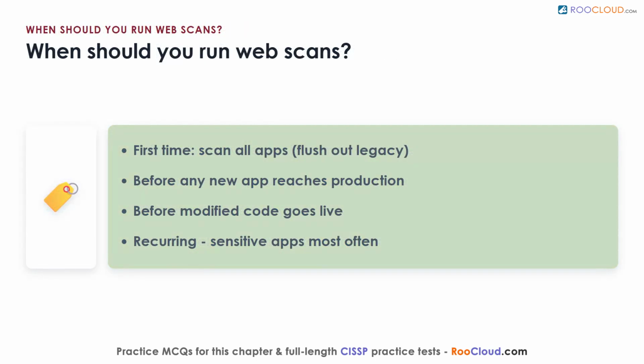When should you actually run web scans? At every moment of change and on a steady rhythm. Scan every application the first time you start this practice to flush out legacy problems. Scan any new application before it reaches production, and scan any modified one before its code changes go live. Then scan everything on a recurring basis, giving the most sensitive applications the most frequent attention. New, changed, or simply overdue, each is a trigger to scan.